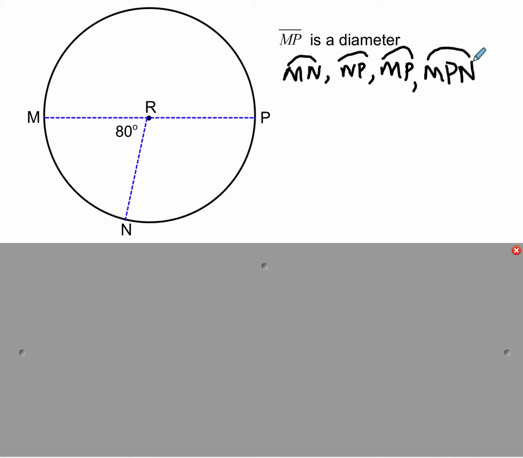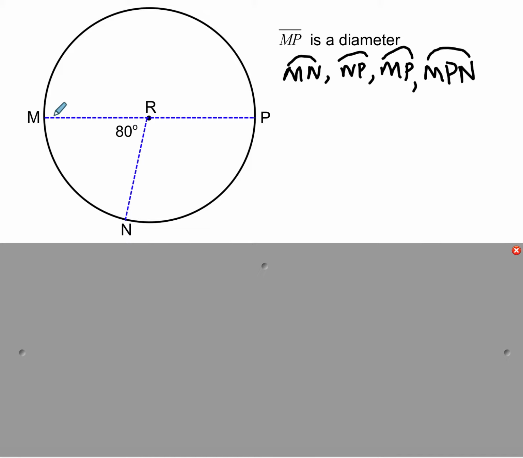And that would be the way that we would make sure that we know we're going this direction through P first before we get to N. Okay? And so arc MPN would be the same as arc NPM. Okay? All right, let me see here. Let me see if I can see any other.